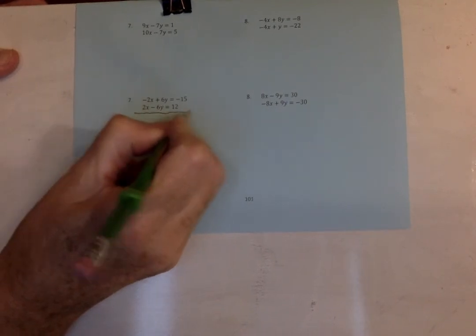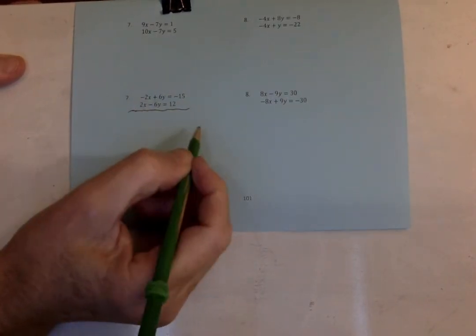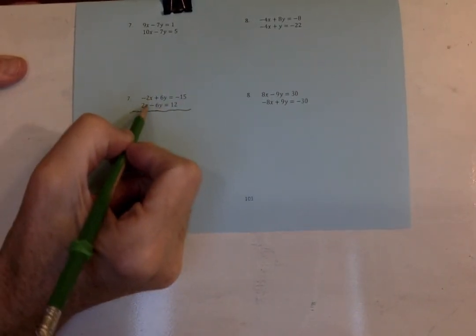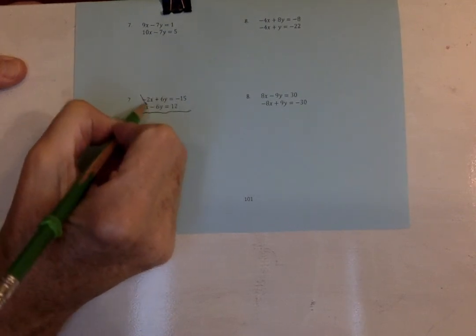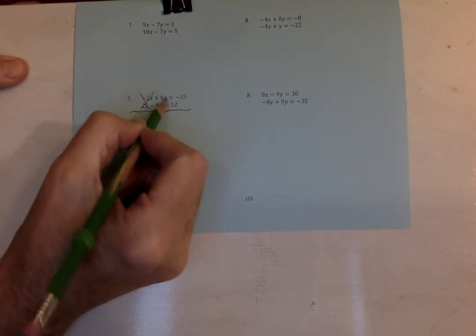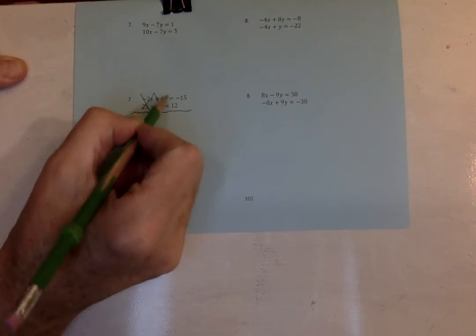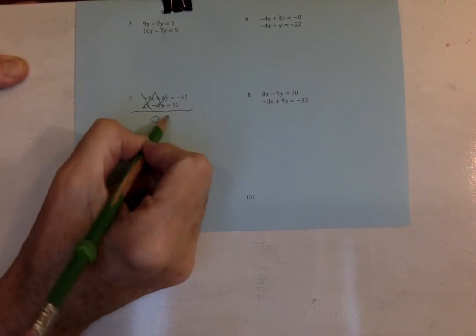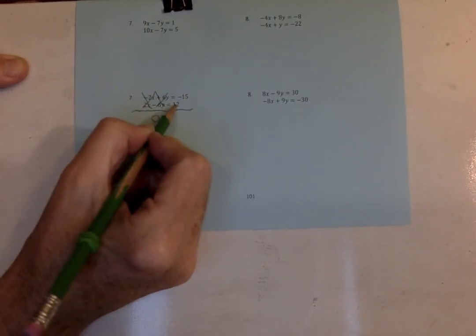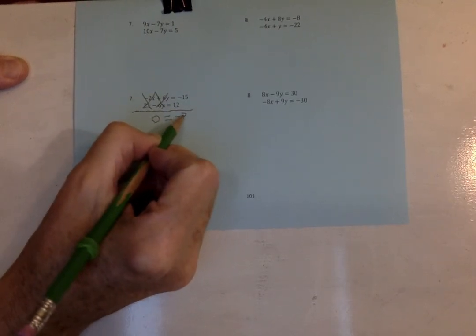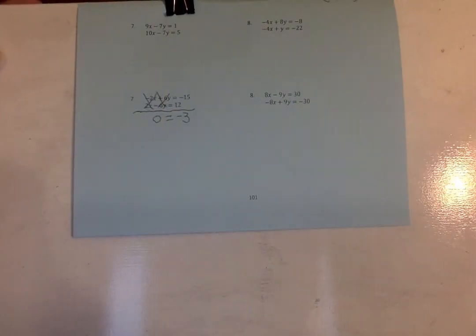Remember, if they weren't opposites, we can force them into being opposite. But here, if I add negative 2x and 2x, 0. 6y minus 6y, 0. Negative 15 plus 12, negative 3. Oh, so both variables are eliminated. What do we do then?